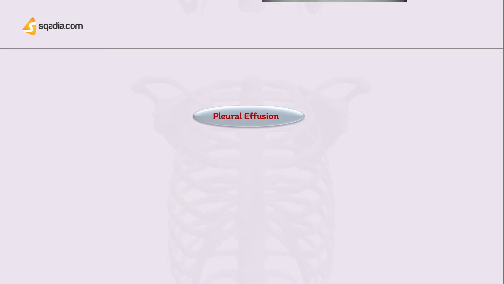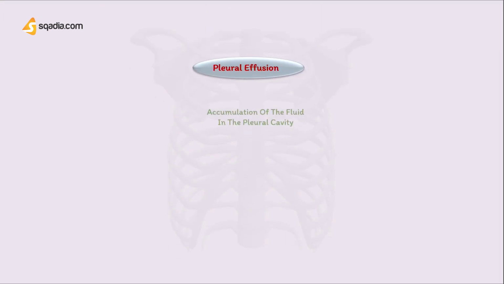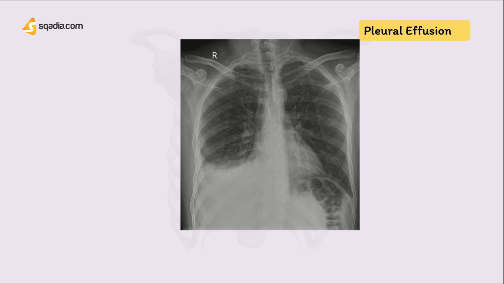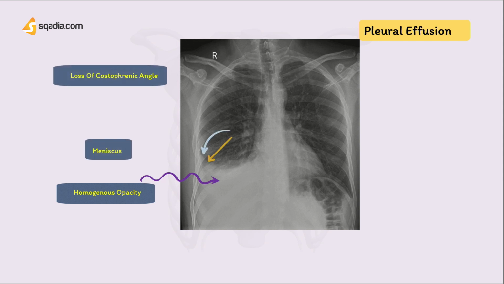Let's move on to the pleural effusion. A pleural effusion is the accumulation of fluid in the pleural cavity, which is a space between the parietal and visceral layers of the pleura. Although the causes of pleural effusion can be transudative, exudative, blood, lymph, or pus, they all look the same on a chest X-ray. Now, the classical radiological appearance of a pleural effusion includes a homogeneous dense opacity, the loss of the costophrenic angle, a meniscus, therefore the upper border will be concave, and the loss of a hemidiaphragm.